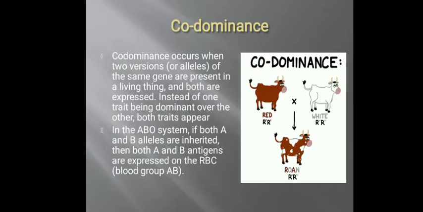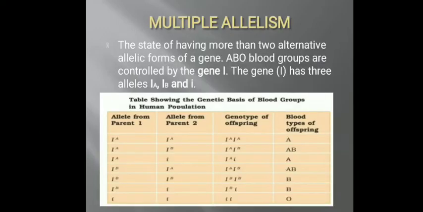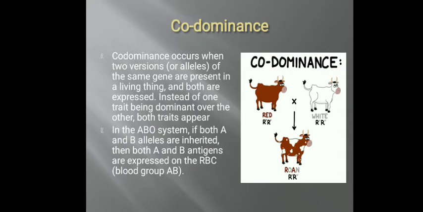If you see in this diagram, a red cow and a white cow are crossed. You can see both the colors are expressing, red and white. So both are dominant. Similarly, if you go back to the blood groups, if you see the example of AB blood group, in AB blood group you will find that both IA and IB, these 2 alleles, are dominant, so both of their characters are expressed in the blood group. So AB blood group is an example of codominance.